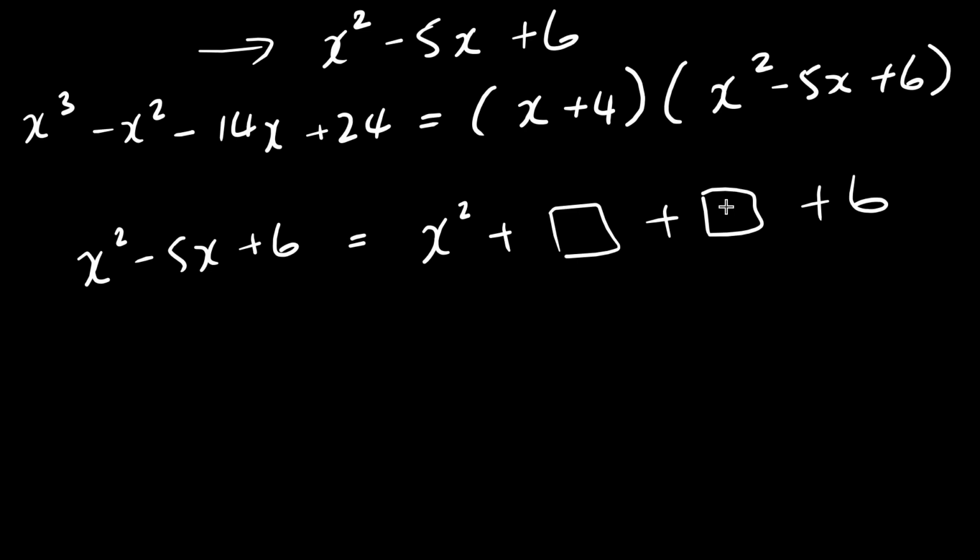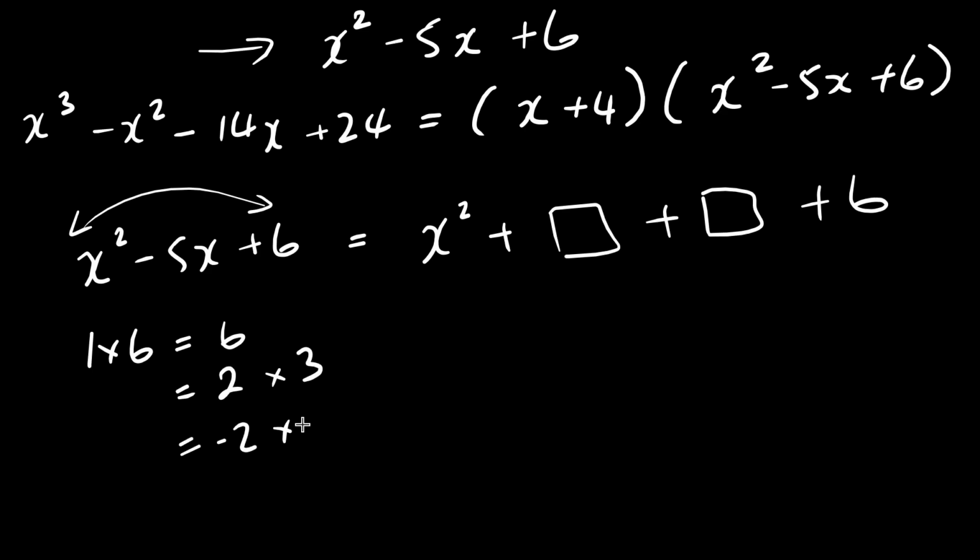Now, to get the two middle terms, when I multiply the coefficient by the last term, I get 6. 1 times 6 is 6. What are the factors of positive 6 that sum to negative 5? We know that the only way to get a positive term is if we're multiplying a positive by a positive or a negative by a negative. So we need a positive times a positive or a negative times a negative that sums to negative 5. We can go 2 times 3, but that will give you a positive 5, or we can go negative 2 times negative 3 that sums to negative 5.